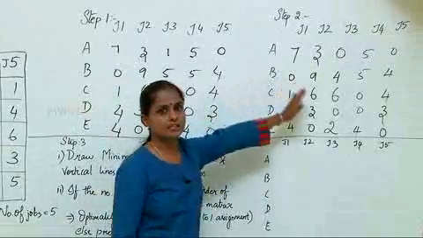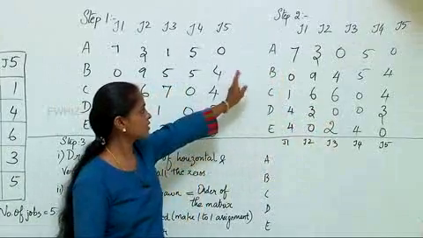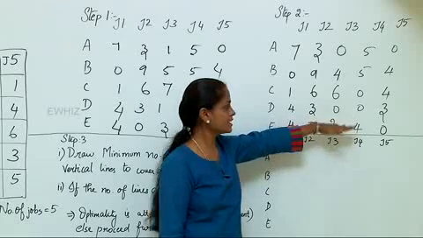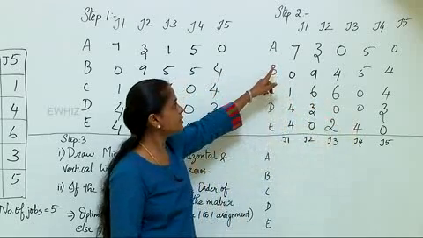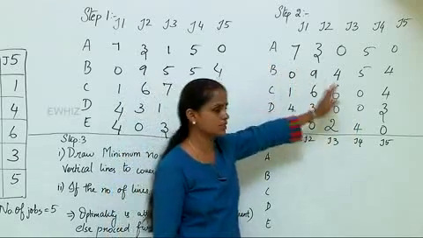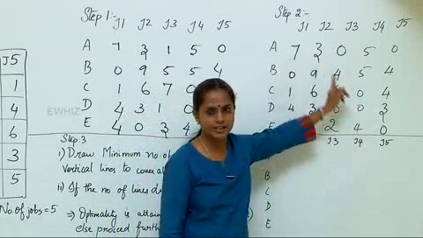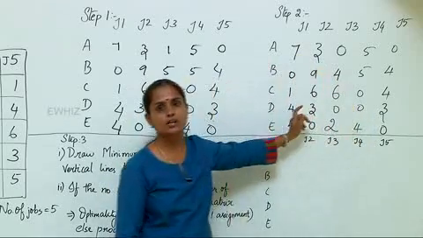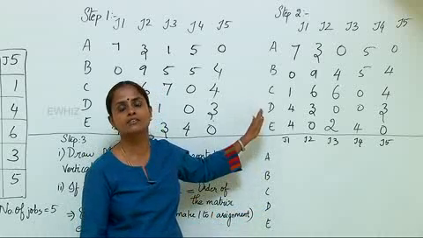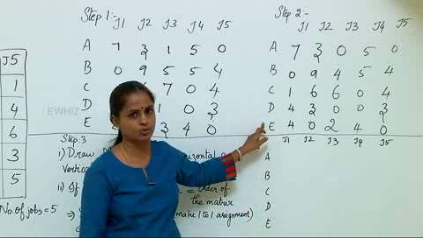Once column wise scanning is done and we have at least one 0 present in all the rows and all the columns, the next step is to draw the minimum number of horizontal and vertical lines to cover all the zeros. Remember, no diagonal movement is allowed and you are supposed to draw only the minimum number of horizontal and vertical lines to cover all the zeros.